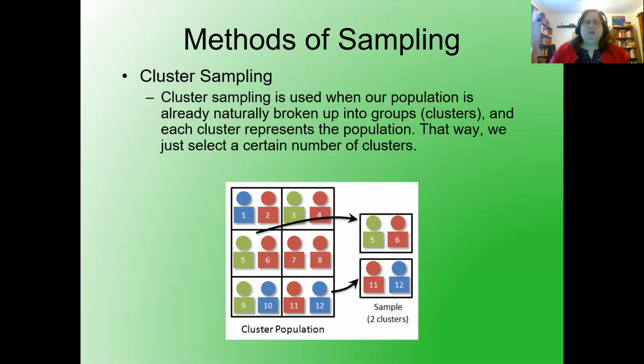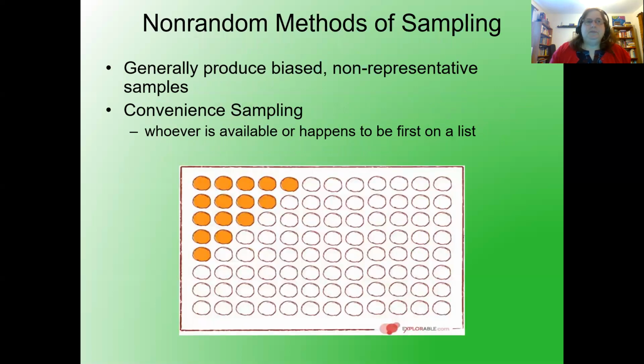Okay, so these were our random methods of sampling. Now let's talk about some not so random methods of sampling. And these methods may produce a biased as opposed to not, or a non-representative as opposed to representative sample. First one is convenience sampling. Whoever is available, whoever happens to be first on a list, right?